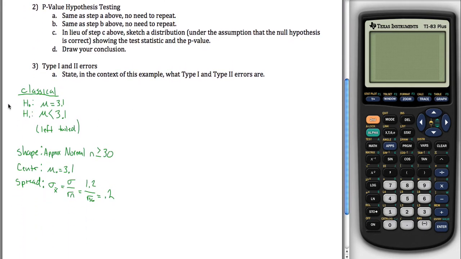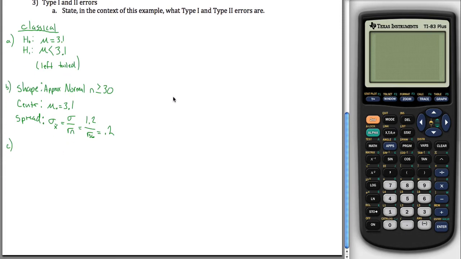All right, and now I'm going to do what makes classical unique. So I guess this is A, this is B, and then for C, my picture in C will be different for classical than it is for p-value. Either way, I'm going to draw a distribution. I'm going to try my best to get it approximately normal. That's actually kind of a pretty one. And the center of this distribution should be 3.1. This is the x value. It'll also be handy to have the z values, so I'll write the z value below it there.